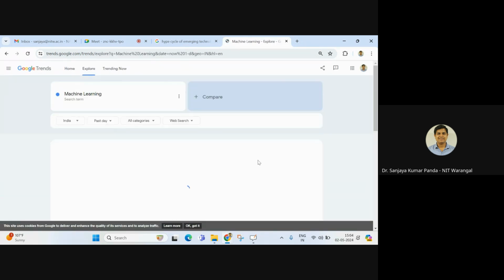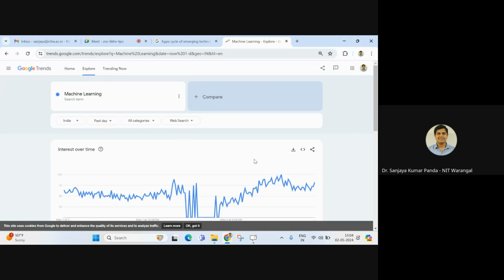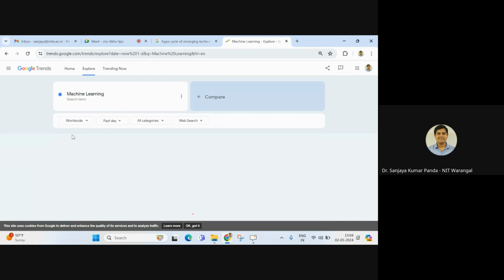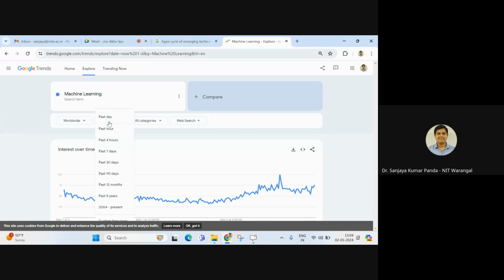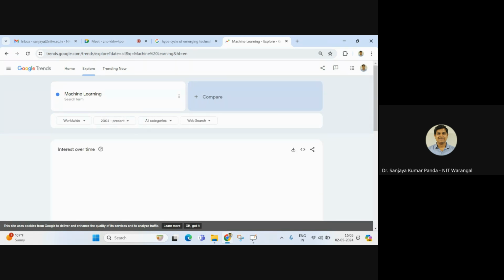So what this site is going to tell you is how many search queries are received by Google. For example, I want to select worldwide, or you can select a particular country here, and you can select a particular year, or if you want to see the past hour, past day, past 4 hours, 7 days, or 30 days, or past 5 years, or the maximum data that is available, 2004 to present. Let us select this one, 2004 to present.